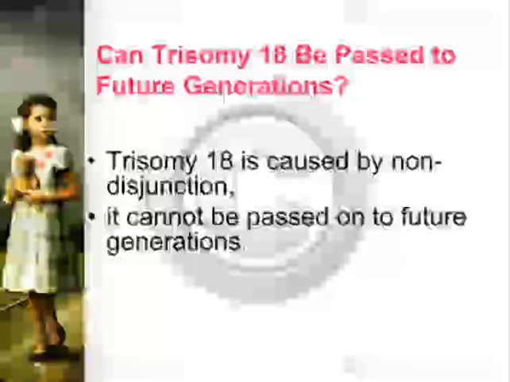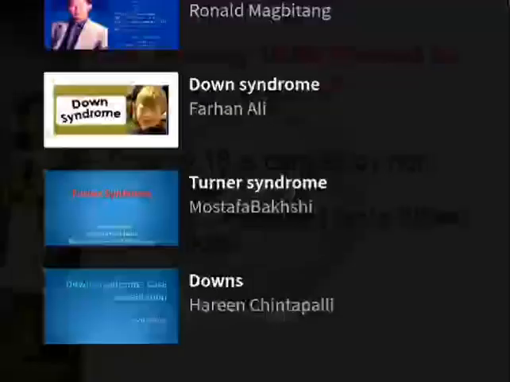Can trisomy 18 be passed to future generations? Trisomy 18 is caused by non-disjunction. It cannot be passed on to future generations.